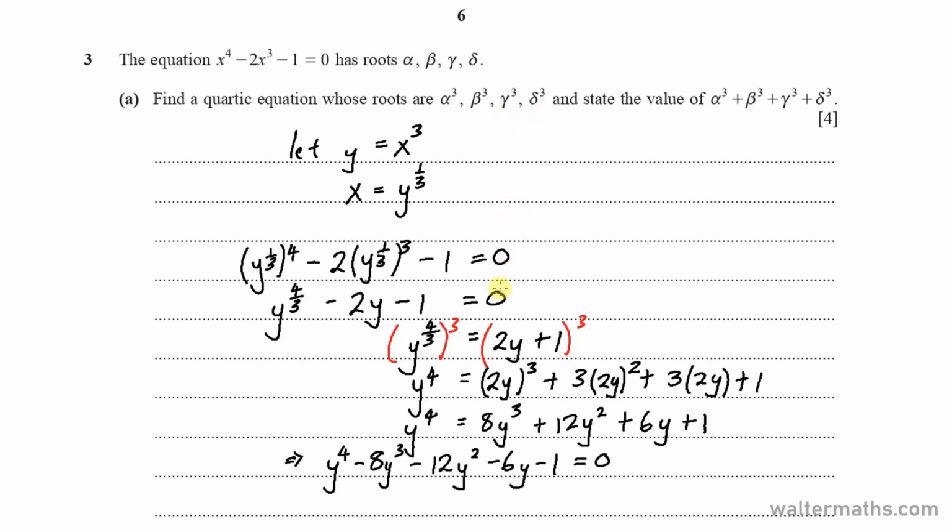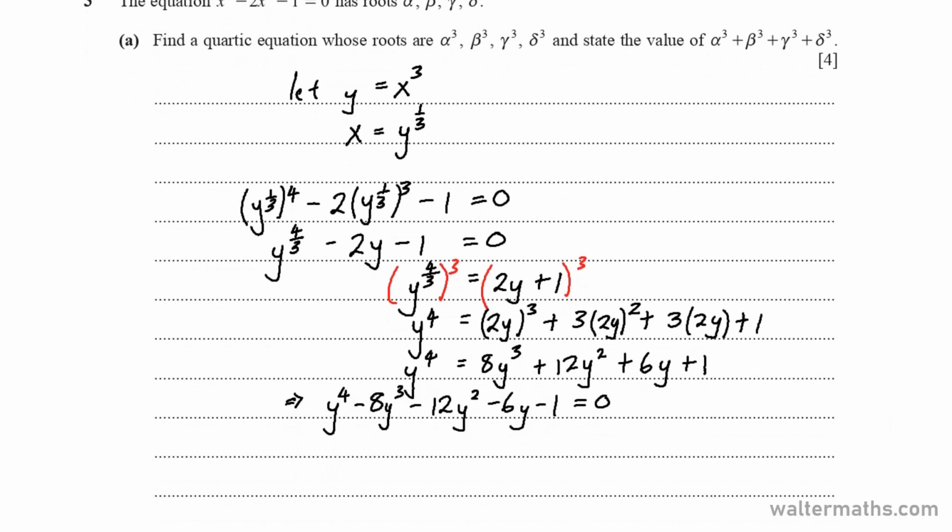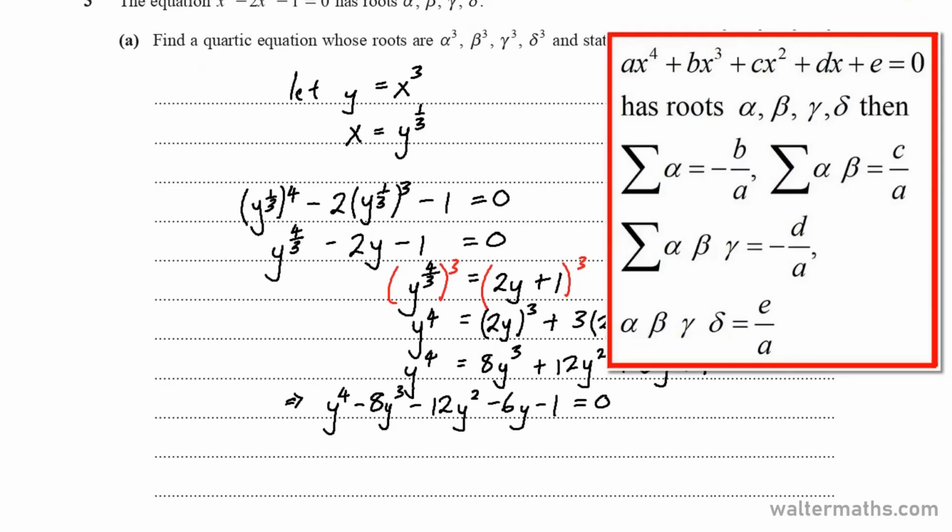Now also according to the question, they say state the value of the sum of the roots alpha cubed plus beta cubed plus gamma cubed plus delta cubed, that is for the new quadratic equation, which is in terms of y. So to get the sum of roots, we know that for a quadratic equation, the sum of roots is obtained by minus b over a.